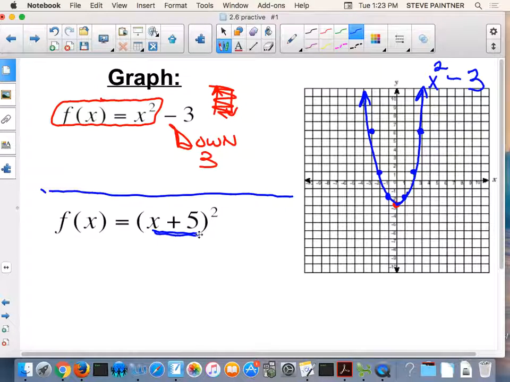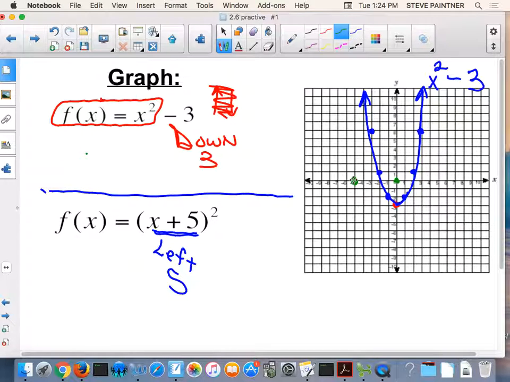It is weird. For you to really understand it, we would have to make a table and show that it really does work. We're not going to because we saw it work yesterday. So this one's going to go left 5. So where would you go with your vertex? Now remember the old parent function? The vertex is right here. Where would you go with it? Left 5. So where are you going to end up? Left 5. Right there at -5, right?